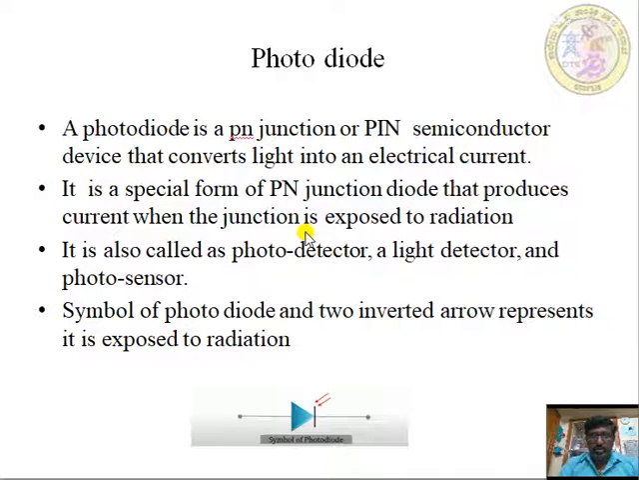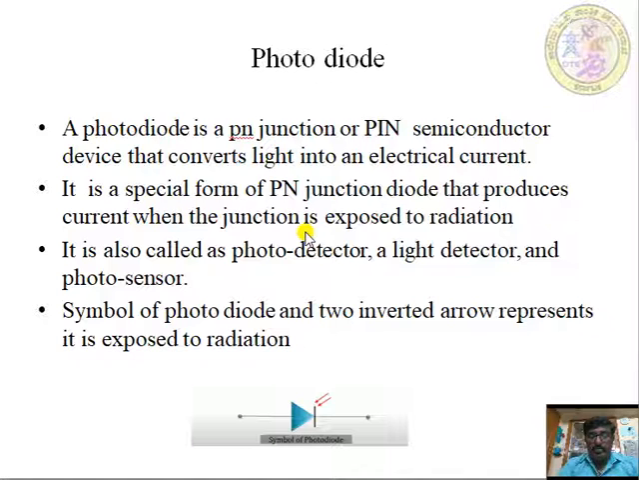So what is this photodiode? A photodiode is a PN junction or a PIN semiconductor device that converts light into an electrical current. It is a special form of PN junction diode that produces current when the junction is exposed to radiation.